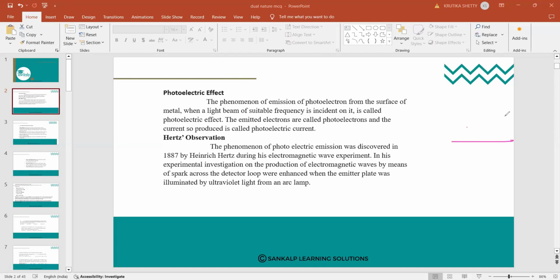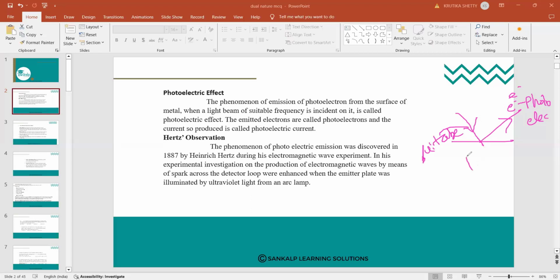Here, the electrons that come out of the metal surface are called what? Photoelectrons. We call these electrons photoelectrons. So the phenomenon of emission of photoelectrons from the surface of a metal when a light beam of suitable frequency falls on it. Here we specify that the light falling should have some suitable frequency, so a particular frequency is required. So when light of suitable frequency is incident on the metal surface, the electrons will come out of the surface.